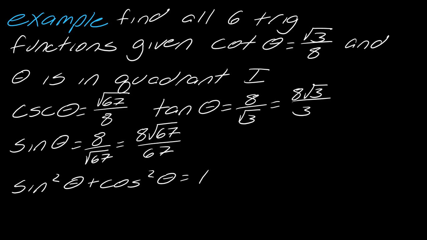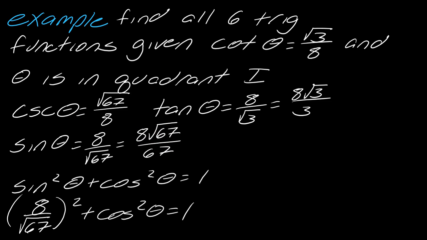All right, so there are lots of different ways that you can handle this. I have just decided to go this direction, but if you did something different, that's totally fine. So I'm going to go ahead and use the other Pythagorean identity: sine squared theta plus cosine squared theta equals 1. And I'm just going to fill in some of the values that I found.